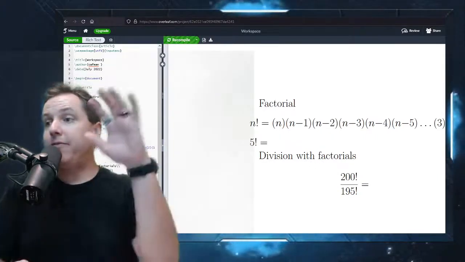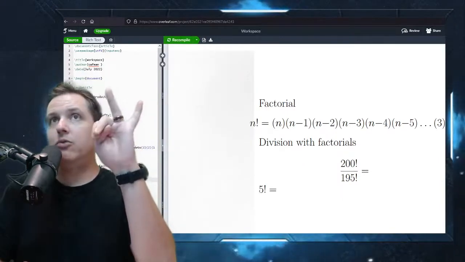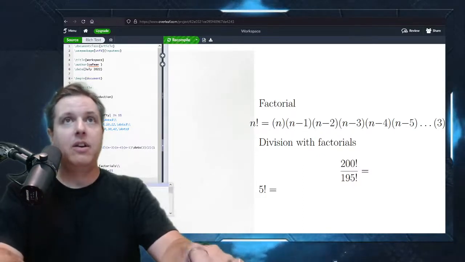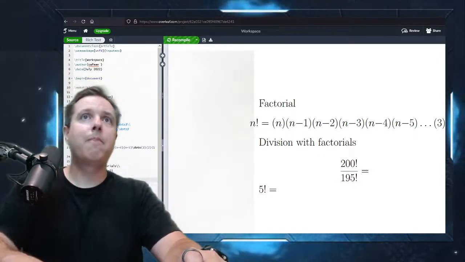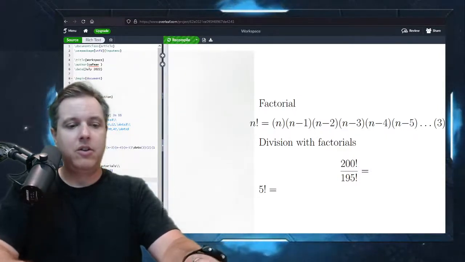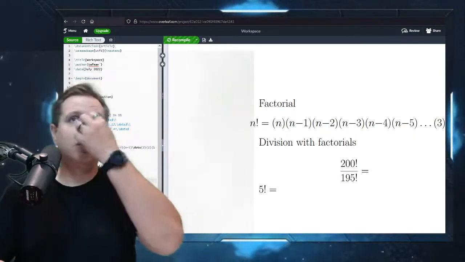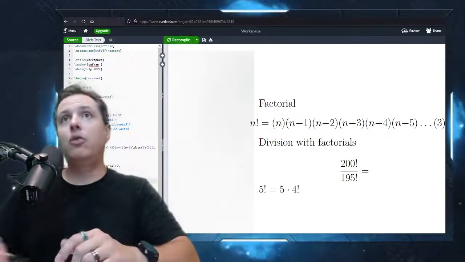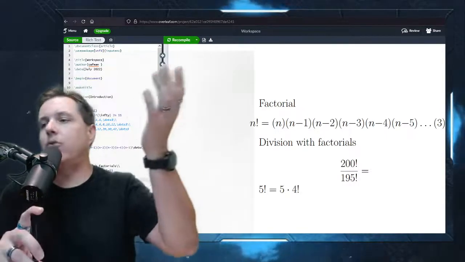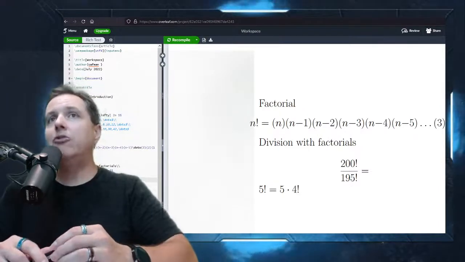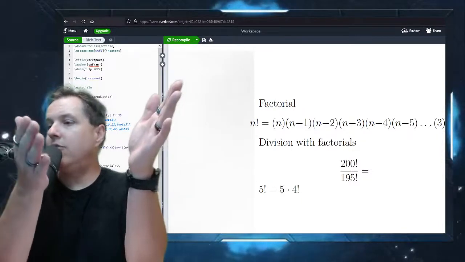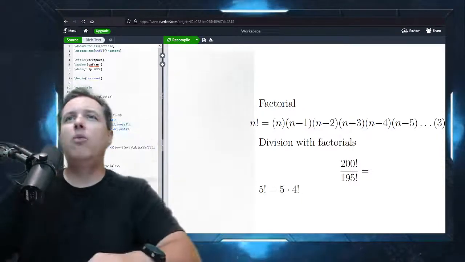So 5 factorial is 5 times 4 times 3 times 2 times 1, right? But you could also think of 5 factorial as being 5 times 4 factorial, right? If you take 4 factorial and you multiply it by 5, you now have 5 factorial, which you could calculate and go, okay, that's 120. But we can manipulate the algebra a little bit, which means you can separate out those multiplications when it's convenient for your algebra. So why would we do that?